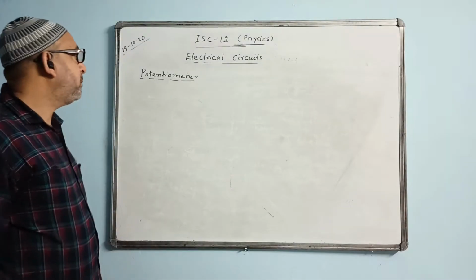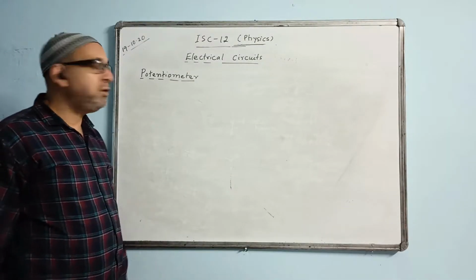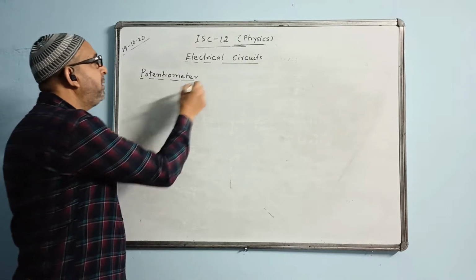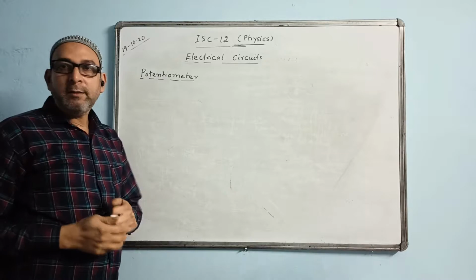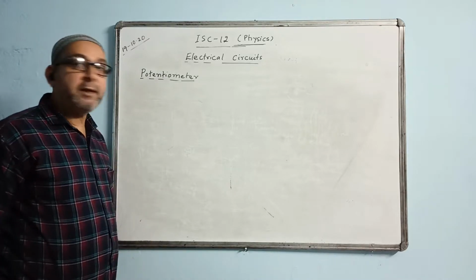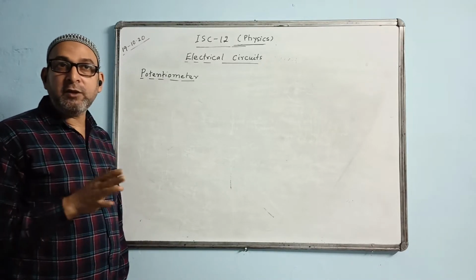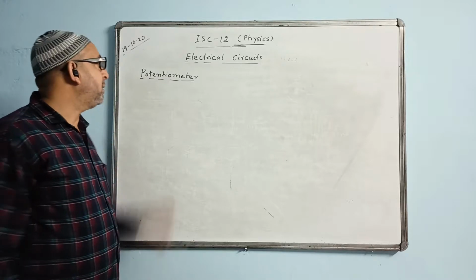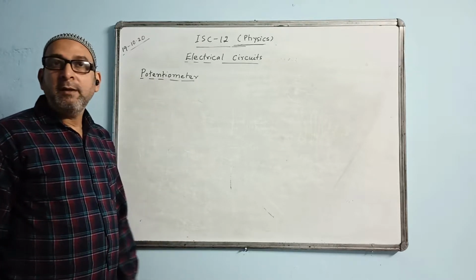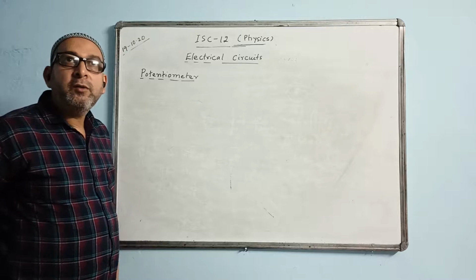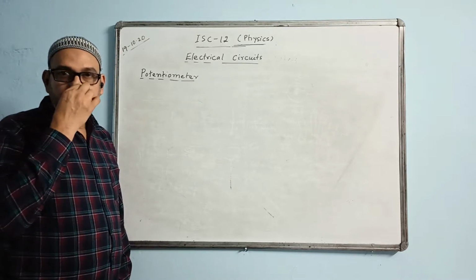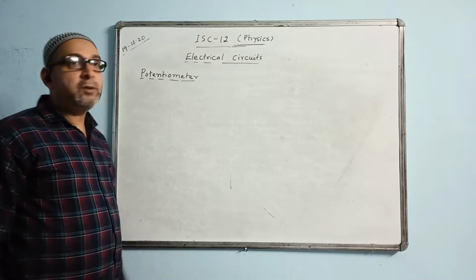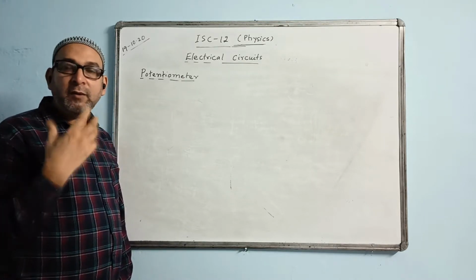Our today's reading is potentiometer. Potentiometer is quite an important topic. What is a potentiometer? We say a potentiometer is an electric circuit. It is not an instrument, not a device. Rather, it is an electric circuit which is used to compare the EMF of cells. Potentiometer is used for the comparison of EMFs of cells.